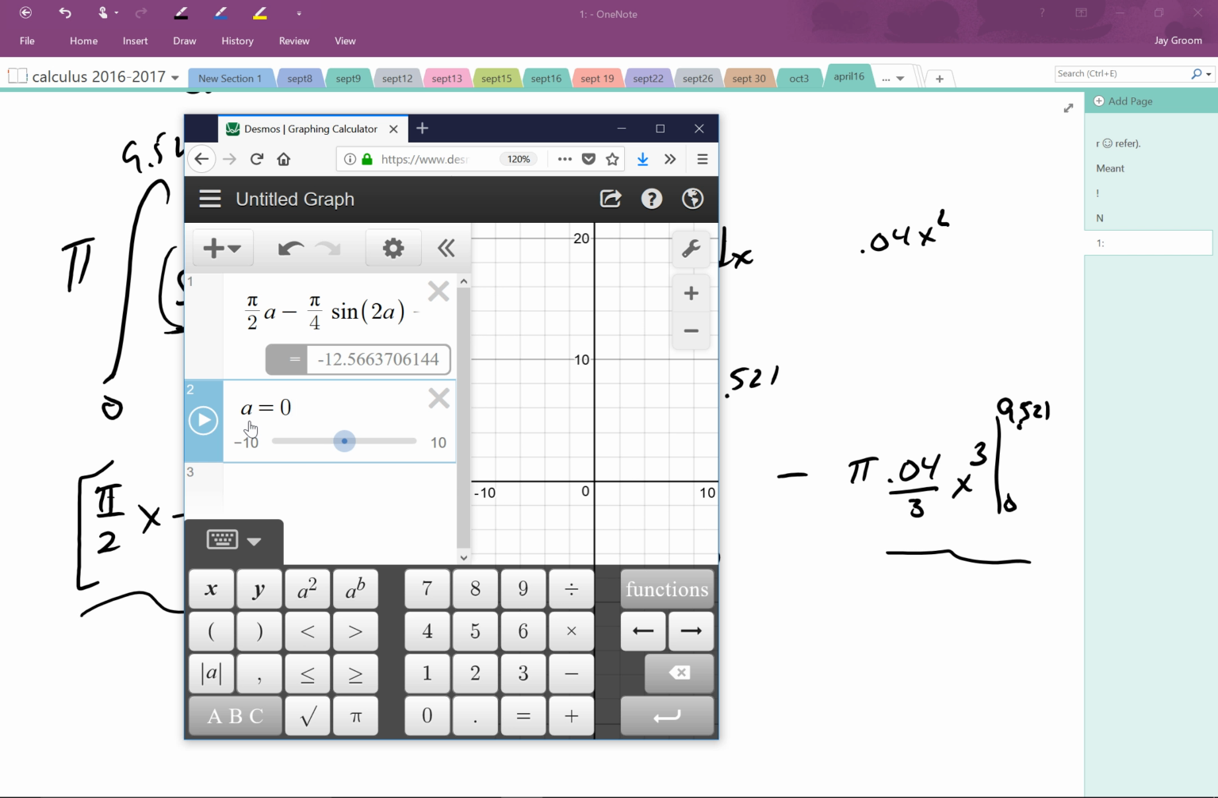And negative 12.5. So negative 12.5, that was for 0. Okay, so we're going to minus that, yes? And then for 9.521, it was 110.8. So 110.8 plus 12.5 would be 123.3 or something. Is that what you got?